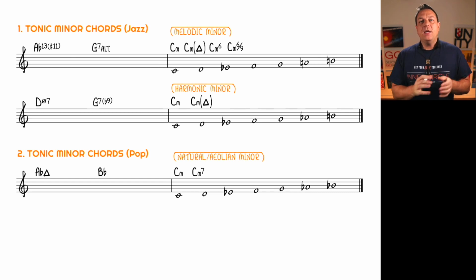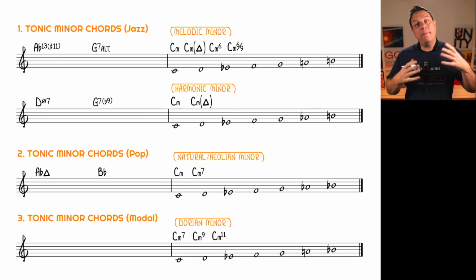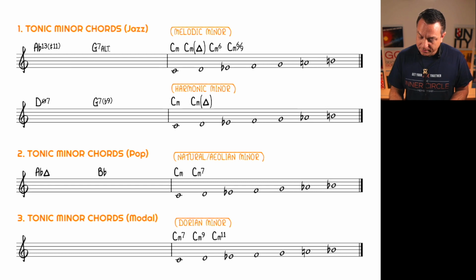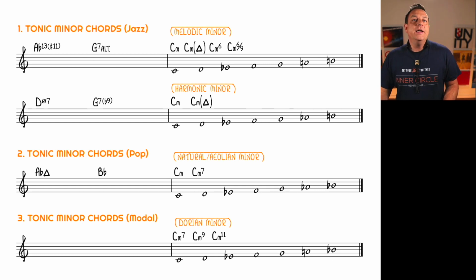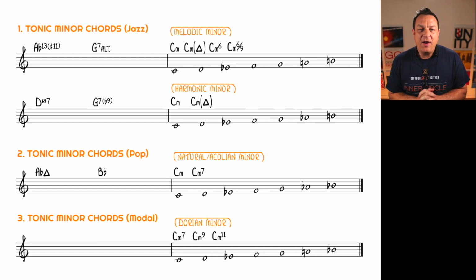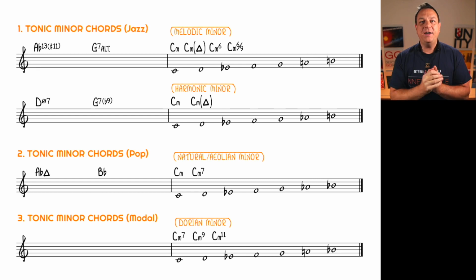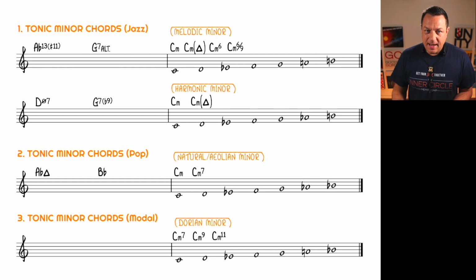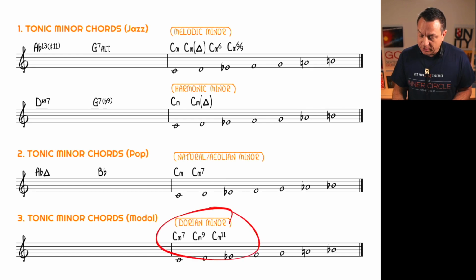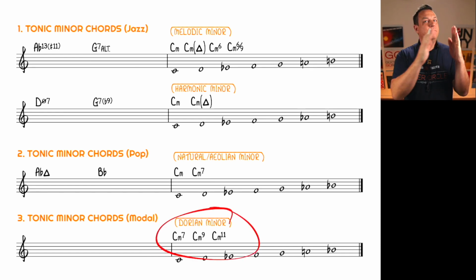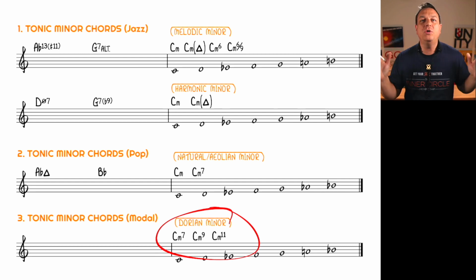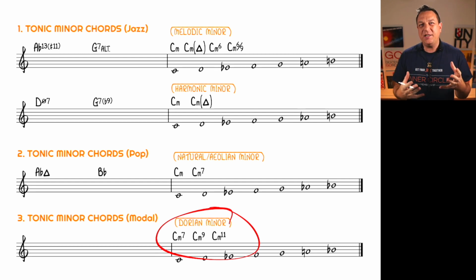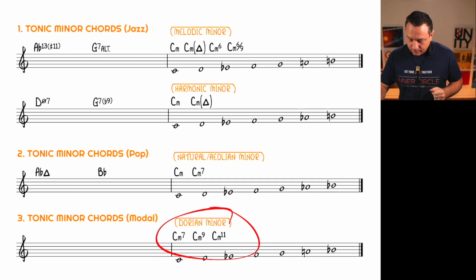So finally, a tonic minor chord, which is in a modal context. Now, what I'm talking about here is songs like So What, Little Sunflower. If they have a minor 7 chord, or a minor 9, or a minor 11 chord symbol, and that chord is a long drone that doesn't change, there's no functional harmony, then you're going to be using the Dorian minor.